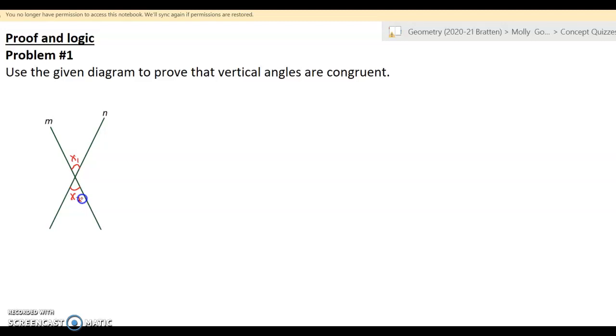And then there's also a second pair that I see, which are the wider ones on the side. I'll call those the y's. So y1 and y2. And another relationship I see is linear pairs. So the first linear pair that comes to my eye is between x1 and y1. And I'll just write out a simple equation. x1 plus y1 equals 180 because linear pair.